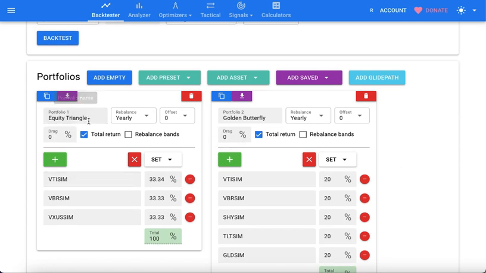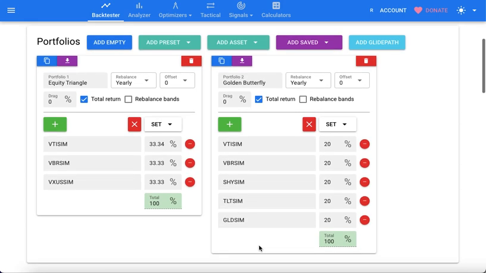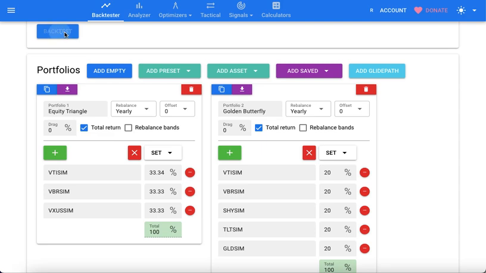I put in a version of my equity triangle that you can read about on the blog, and that's just three equity tickers: S&P 500, small cap value, and international, each held at about a third of the portfolio. And then I'm going to compare that with a decumulation portfolio, the golden butterfly, with 5 sleeves, each at 20%: S&P, small cap value equities, short-term bonds, long-term bonds, and gold. All right, so hit the backtest. I think I already did that, but here we go, do it just in case.